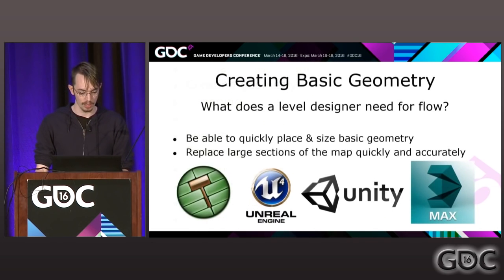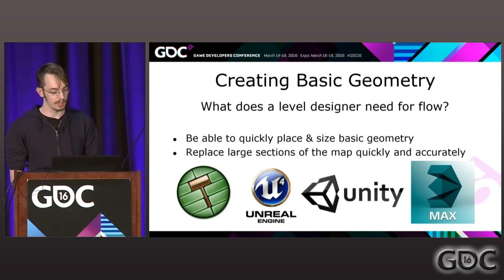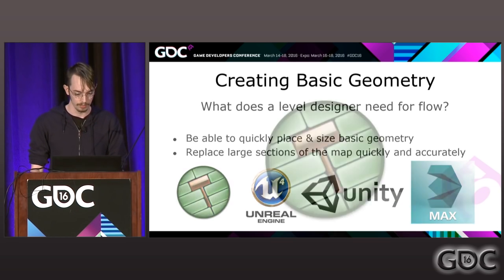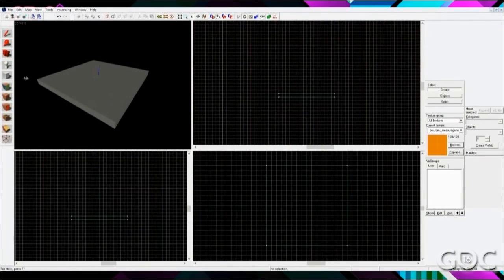Let's take a look at creating basic geometry. So we need to be able to quickly place and size basic geometry and to replace large sections of the map quickly and accurately. Because building something is only 30% of development time. Iterating and reworking is the other 70% of development time. So let's take a look at how Hammer tackles this problem.